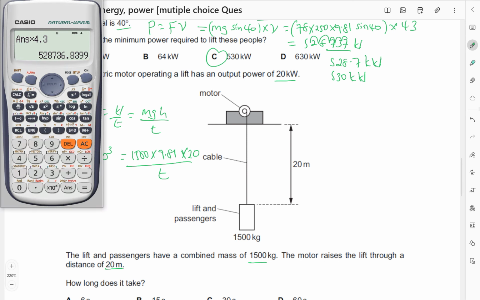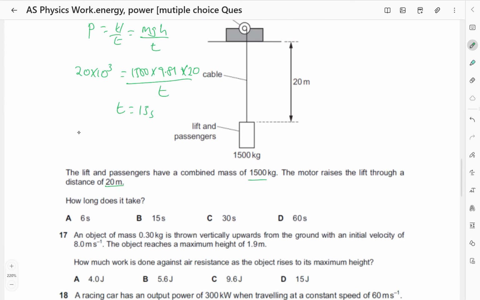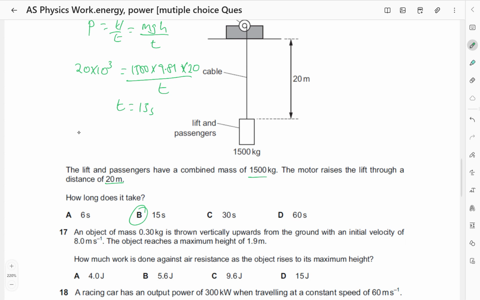I'll just make t the subject in my calculator. 1,500 times 9.81 times 20 divided by the power, which is 20 times 10 to the power 3, which is 14.7, which is approximately 15. So this is going to be 15 seconds, that is B.